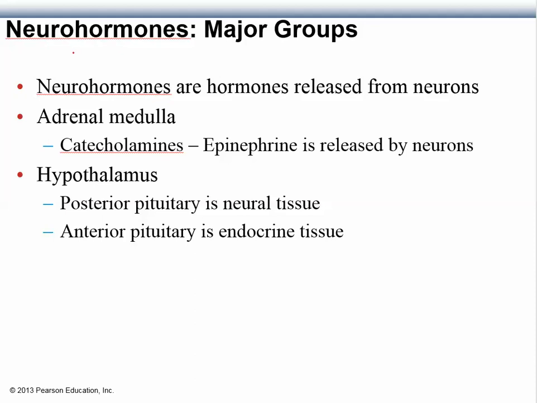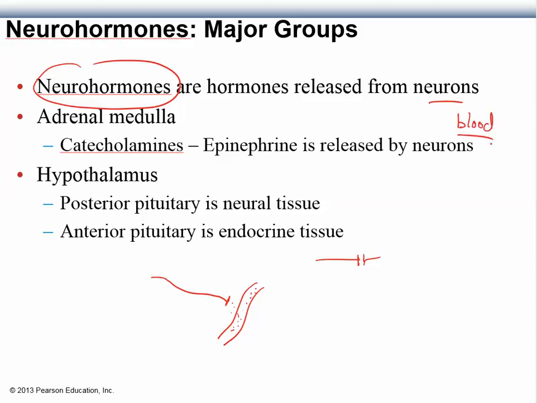Okay, neurohormones. Sometimes neurons will release a neurotransmitter directly into the blood, okay? But it's not a neurotransmitter, because neurotransmitters communicate from one neuron to another. So when a neuron releases something directly into the blood, we call it a neurohormone, okay? So it's hormones released from neurons into the blood, because that's what a hormone is. It's a signaling molecule released into the blood.